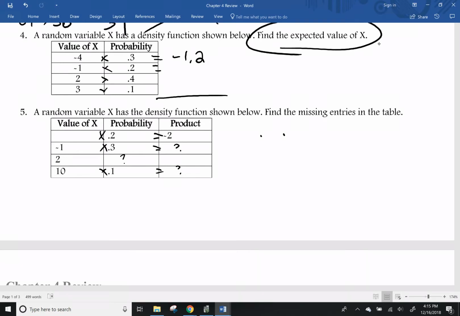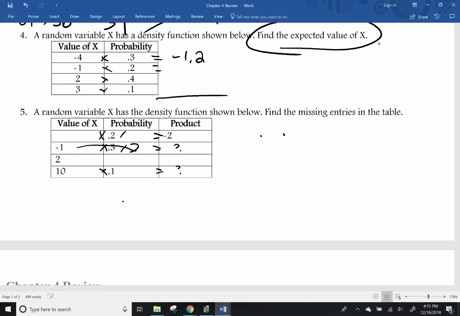Well, what you need to remember is that probability always adds up to 1. So if you have 0.2, 0.3, and 0.1, that right there is a total of 0.6. Well, what's left over has to go in this space here. So 0.4 would have to be that number in that spot, because that would make it all add up to 1.